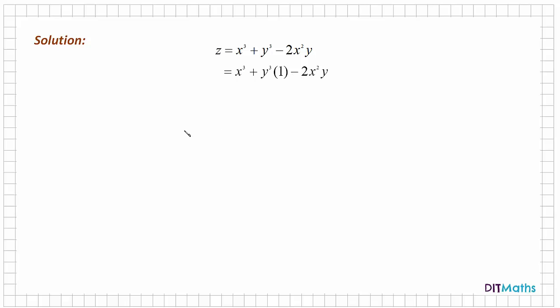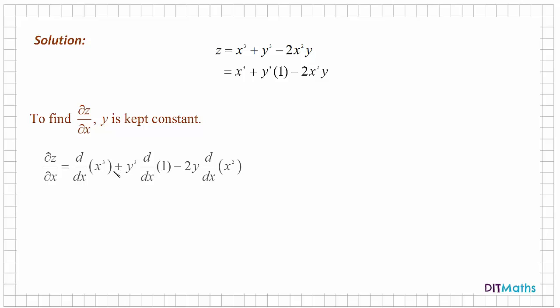To get the partial derivative of z with respect to x, first we keep y constant, and then we differentiate the function with respect to x. So, differentiating x cubed, we get 3x squared. Differentiating 1, or any constant, we get 0. And differentiating x squared, we get 2x. So 2x times minus 2y is minus 4yx. So the partial derivative of z with respect to x is 3x squared minus 4yx.